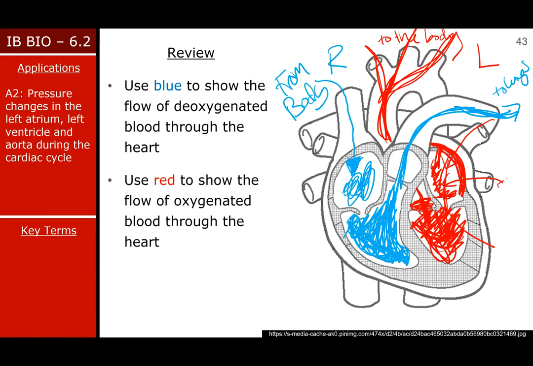And this stuff's coming from the lungs. My writing is horrible, but that's okay. Yours will be neater. Okay, so just a structural review of the heart and the four chambers.